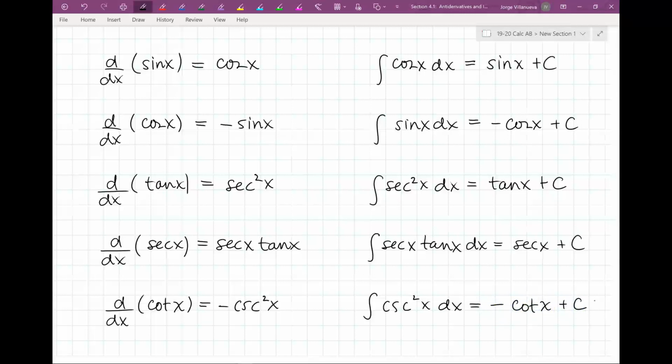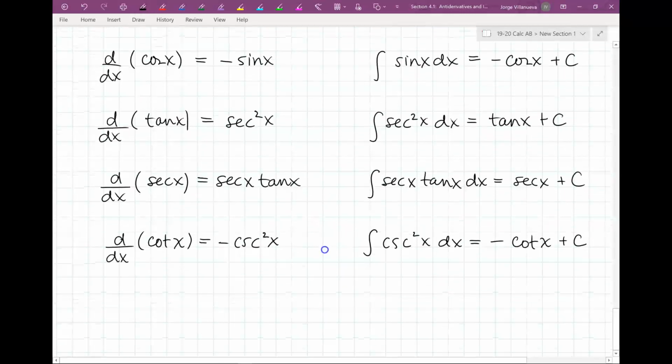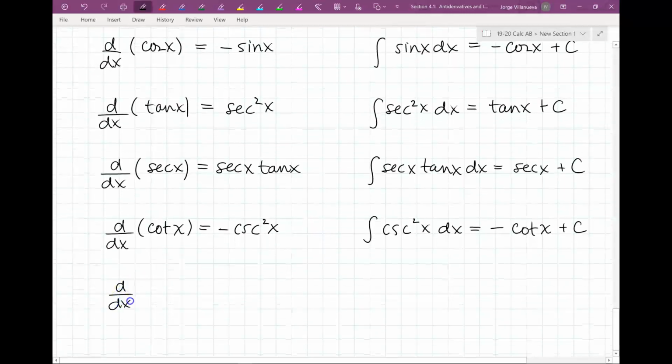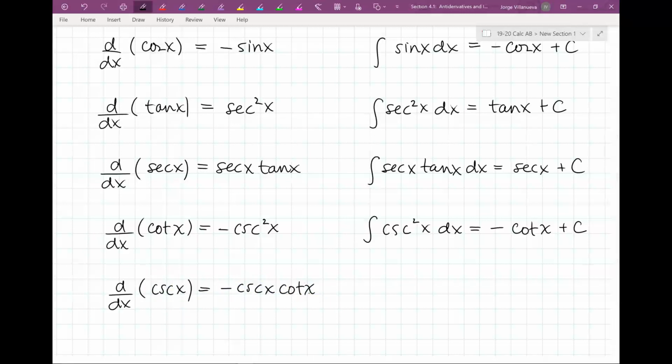And there's one more. Last one. Last trig function. So d/dx of cosecant of x, that was negative cosecant x cotangent x. Again, all these definitions on the left come from chapter 3, and chapter 2 actually, to be more exact, chapter 2. So that means that the integral of cosecant of x cotangent of x dx is equal to negative cosecant of x plus c.